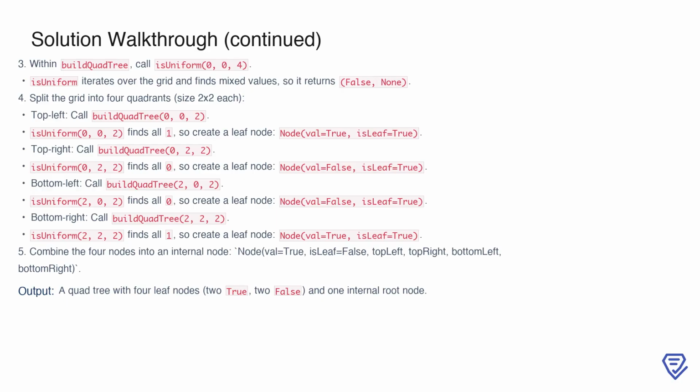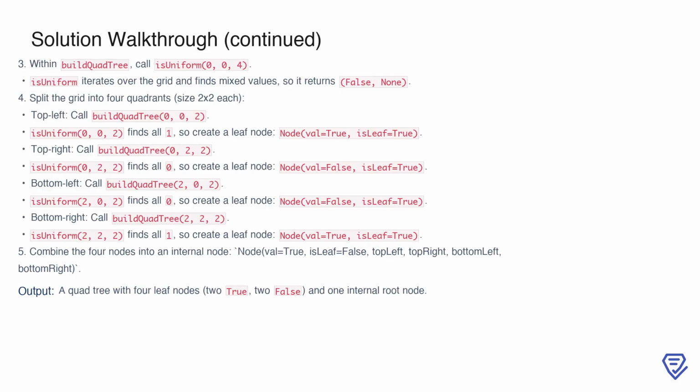For the top left quadrant, isUniform finds that all values are 1, so we create a leaf node with val equals true. For the top right quadrant, all values are 0, so we create a leaf node with val equals false. Similarly, the bottom left quadrant contains only 0, which results in another leaf node with val equals false. Finally, the bottom right quadrant contains only 1, so we create a leaf node with val equals true.